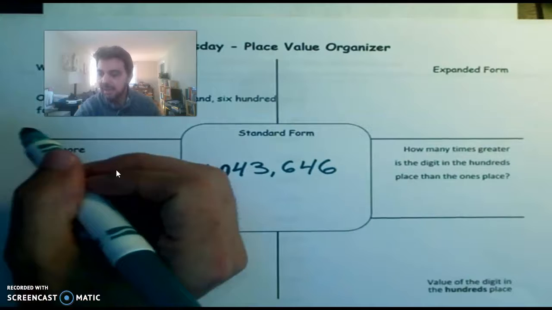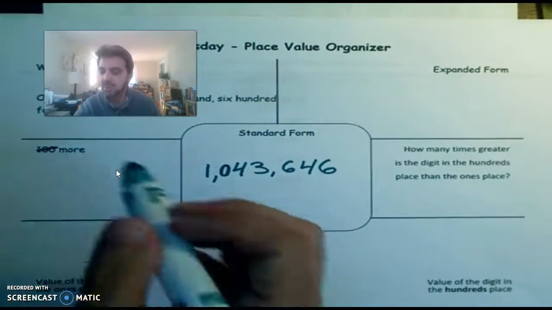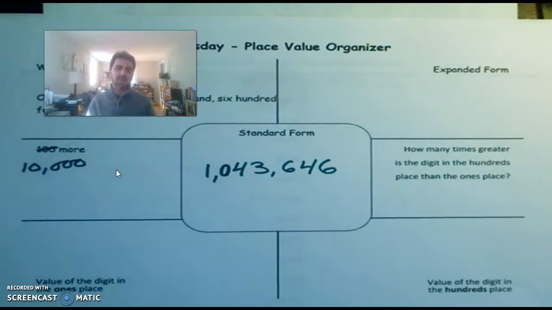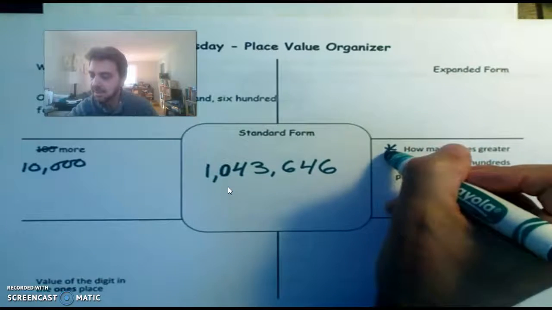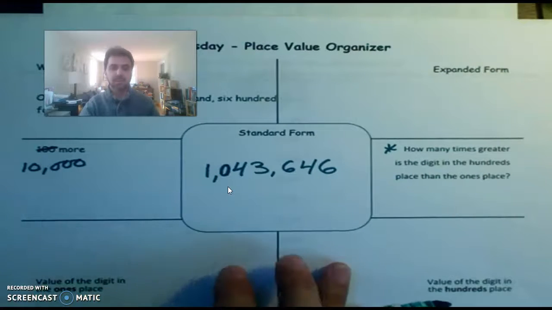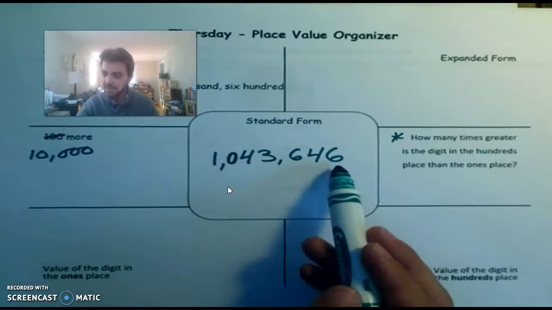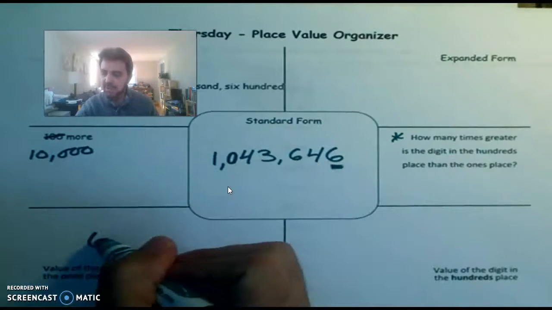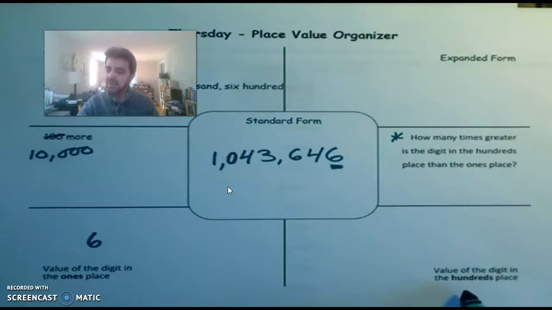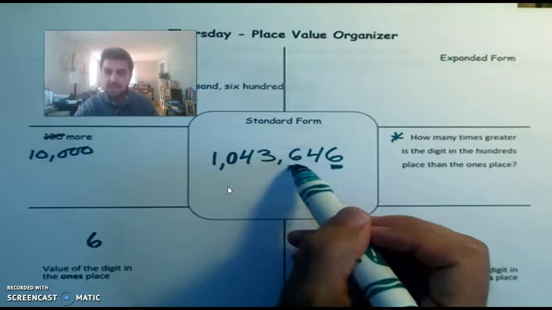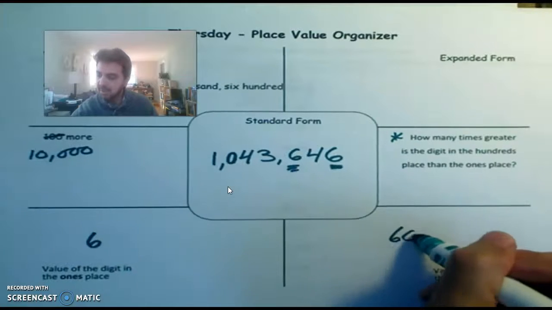Let's say, instead of 100 more, let's do 10,000 more today. Okay, 10,000. So where's your 10,000th place? Okay, so write that down. And as always, we're going to do this one last. So what is the value of the digit in the ones place? All right, easy peasy. Here's the ones place. That would be 6. What is the value of the digit in the hundreds place? Okay, there's a 6. If it's 600s, that would be 600.